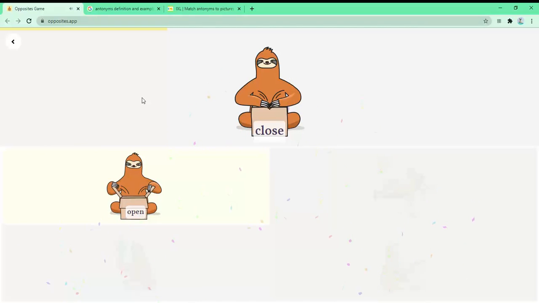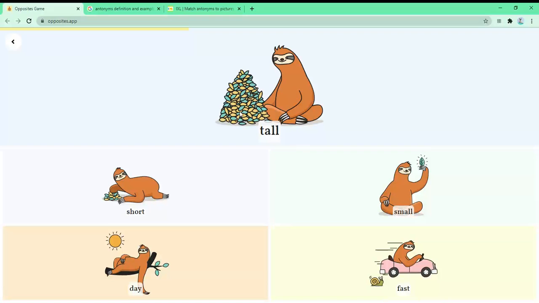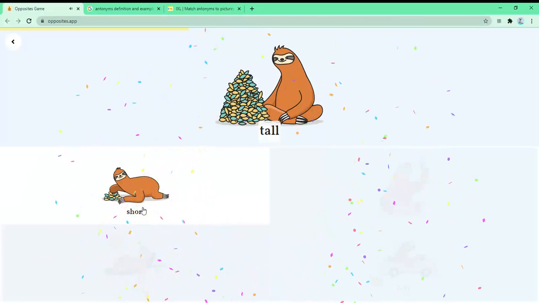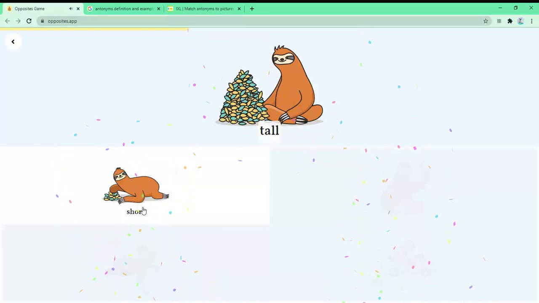Okay, so we find this tall pile of leaves. So we need to find a picture and a word that shows that this pile of leaves is much smaller. So this is tall, and we need to find a shorter pile of leaves, which is this one. This one is much shorter than the tall one. So the opposite of tall is short. Woohoo, we are right.